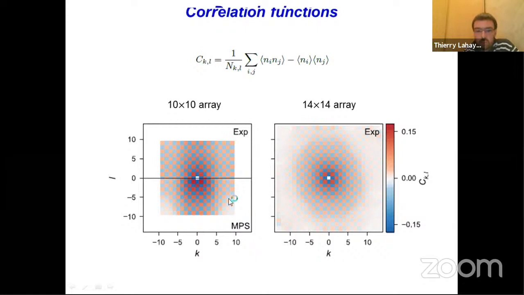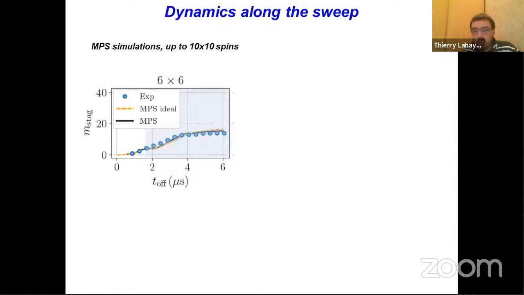So this is the result of the simulation here, in the lower part of the graph. And for 14 by 14, of course, it's totally out of the question to try and do that. But you see that the agreement is really pretty good for the 10 by 10. And so this is quite nice, and this brings confidence that what you get for the 14 by 14 is what you should get.